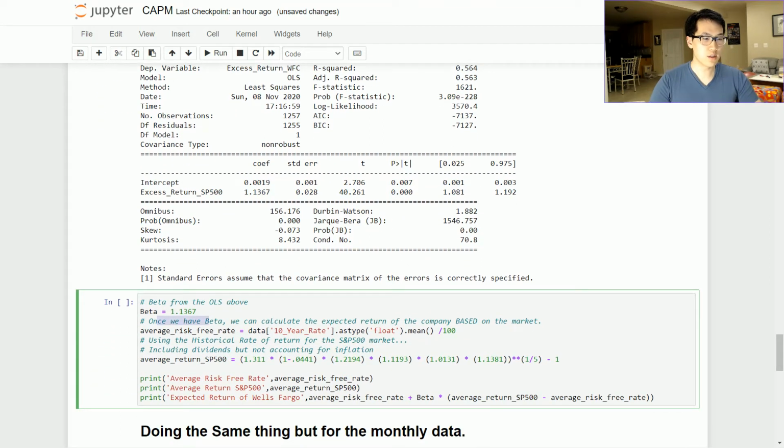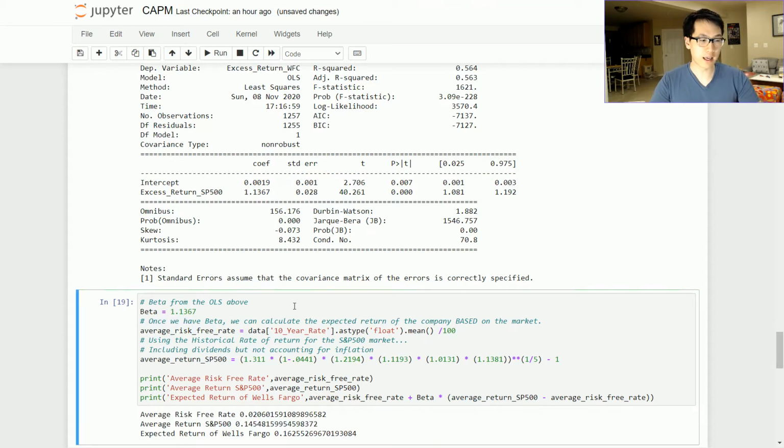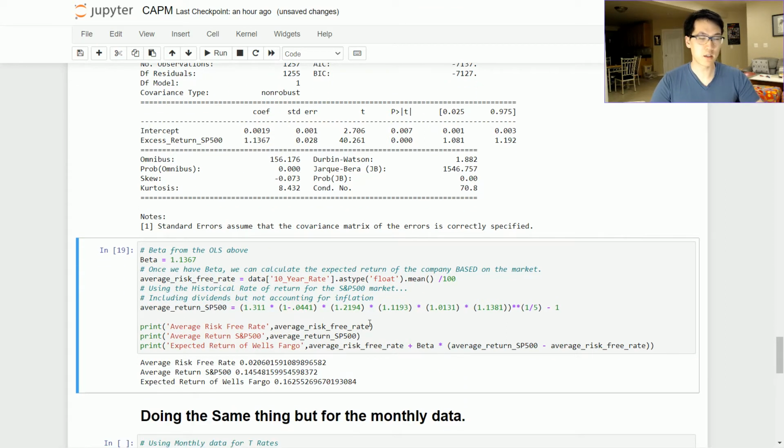So using this beta, we can calculate our expected return, and in this case, what we expect from Wells Fargo if we were to buy into it right now. We can expect like a 16% rate of return, or expected rate of return, using all of our other metrics. We just utilize the CAPM formula to generate this expected return.